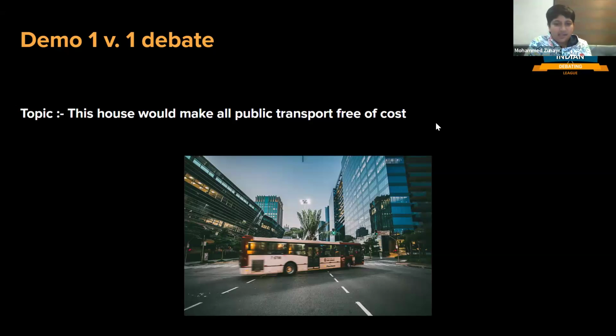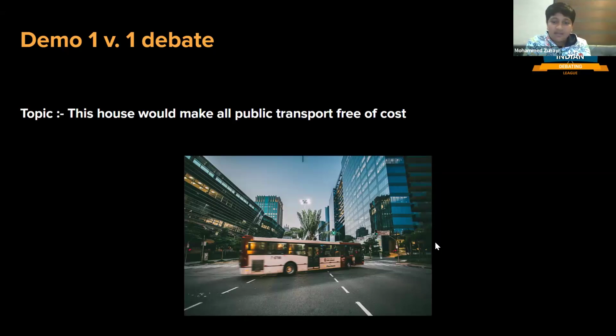Nothing in life is free. Someone always pays for it. These words by the economist Milton Friedman highlighted a fundamental truth about economics. When a service is labeled free, the costs don't disappear. They merely shift. Today, I stand firmly against the proposition to make public transport free of cost.